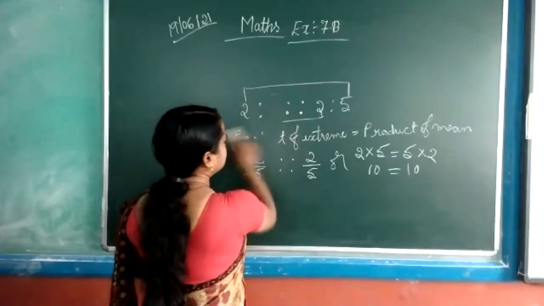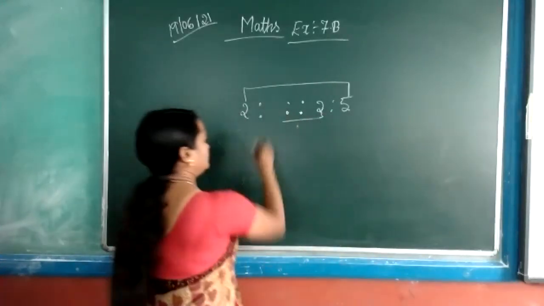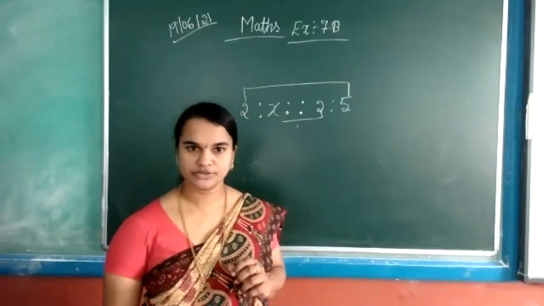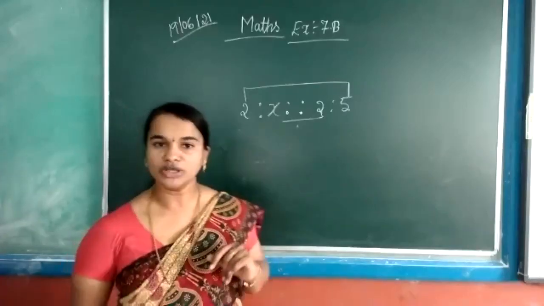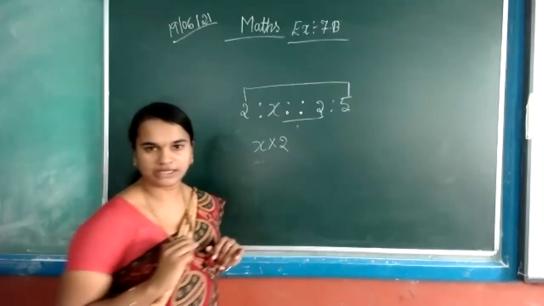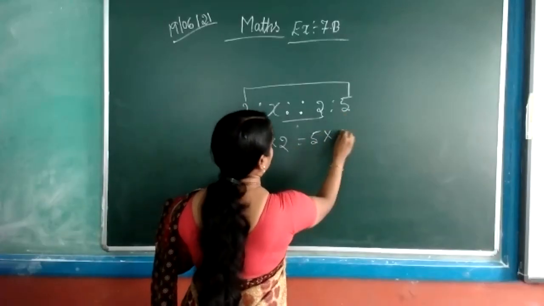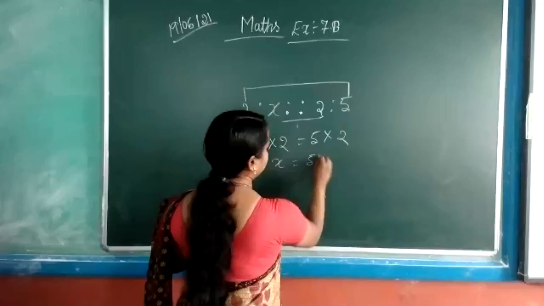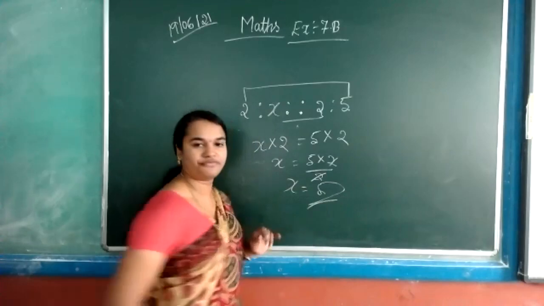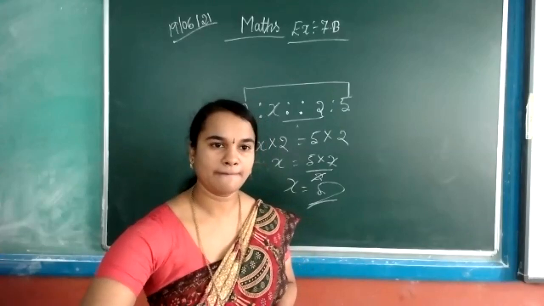Sometimes they won't give the second number, means they will give an x value, like the questions we did yesterday in the previous class. So what we have to do: where we are getting the x value, we write it first. Means x into 2, that is product of means, equals product of extremes, equals 5 into 2. Then x is equal to 5 into 2 divided by 2. 2 cancels, the value of x equals 5. This is the method.